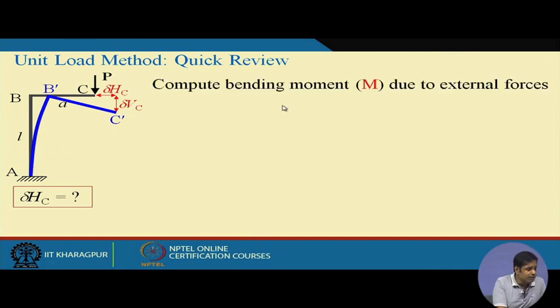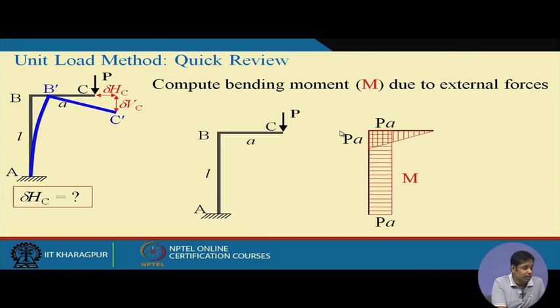The first step is to compute the bending moment due to the external forces. In this case, the external force is the vertical load P at point C, and if you remember, we already obtained the bending moment diagram for this frame, and this was the bending moment diagram. So, this is M. First we need to find out the bending moment at any section due to the external load. This is the first step. Then what is the next step?